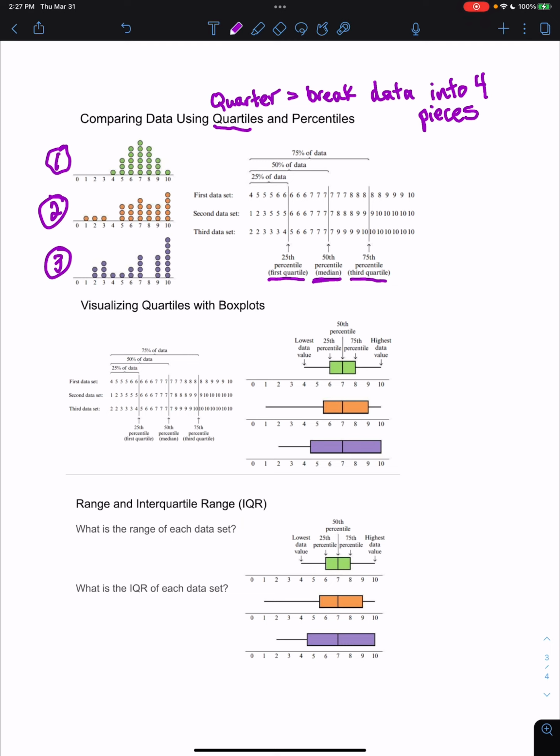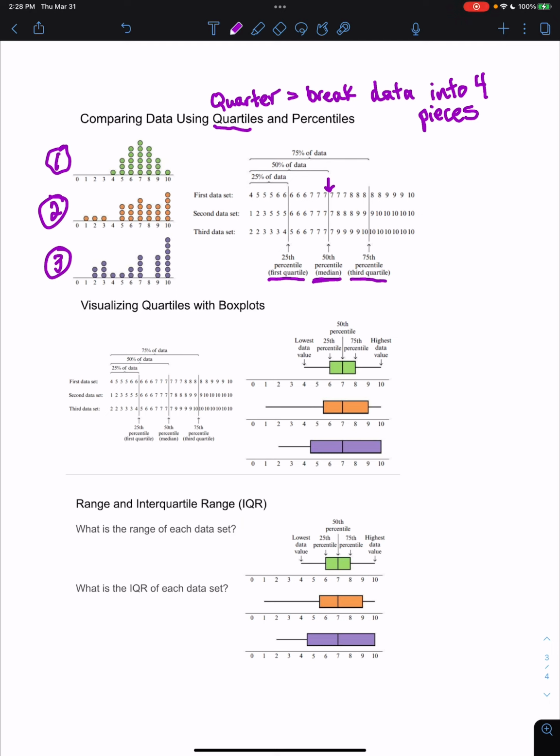So let's take a look at the first data set, and we start with the number 4. And we go up to the number 10, and we're ordering them in order numerically from least to greatest, just like we did when we found the median. The median, remember, is the middle number. So in this set of data, we have, looks like 24 data points. So we're going to divide them in half first. And then we're going to divide each of the halves in half.